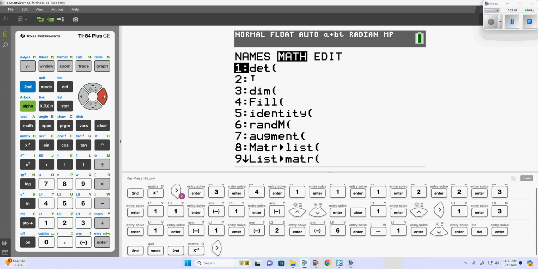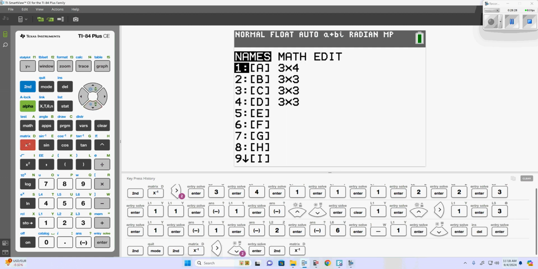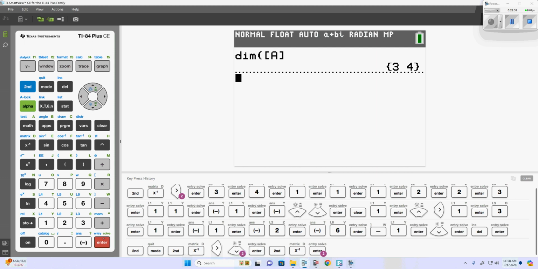We're going to go over one. So math. All of these options in this list are different operations we can do or use with matrices. The first one, DET, I don't find to be very helpful. Or sorry, DET is determinant. It's helpful. Number 3, DIM. I'm going to do this. Don't type this in because I'm just going to show you what this one does. Second matrix A. Hey, the dimensions of matrix A is a 3 by 4.